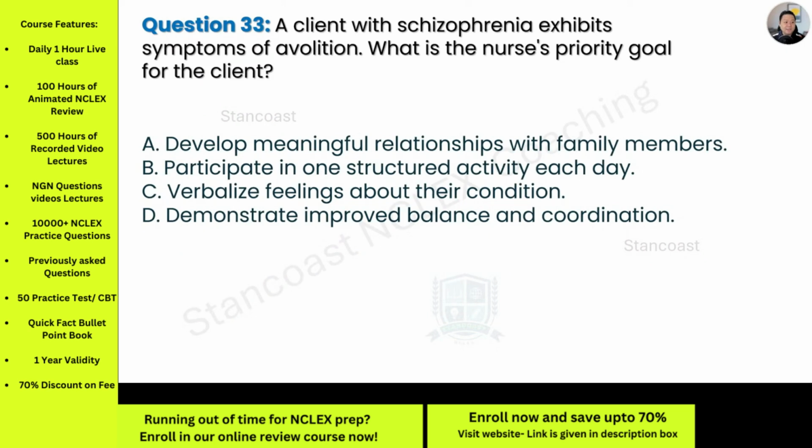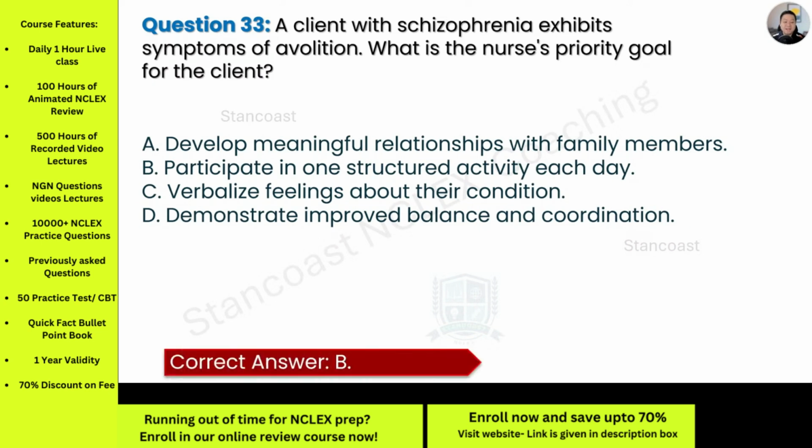33. A client with schizophrenia exhibits symptoms of avolition. What is the nurse's priority goal for the client? A, develop meaningful relationships with family members. B, participate in one structured activity each day. C, verbalize feelings about their condition. And D, demonstrate improved balance and coordination.